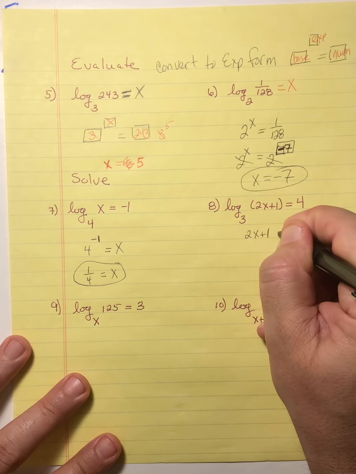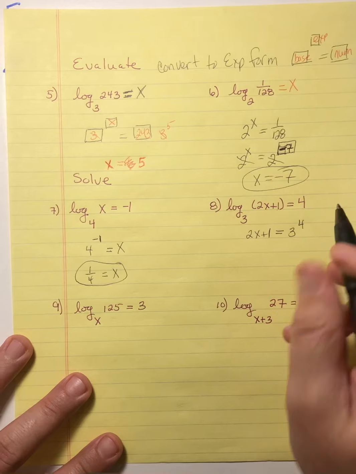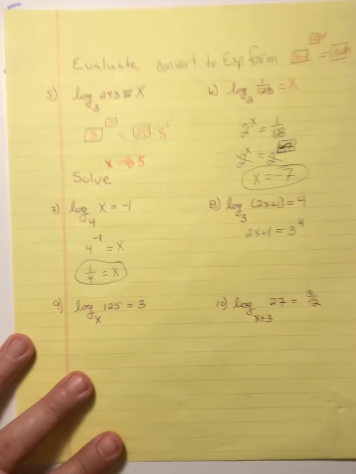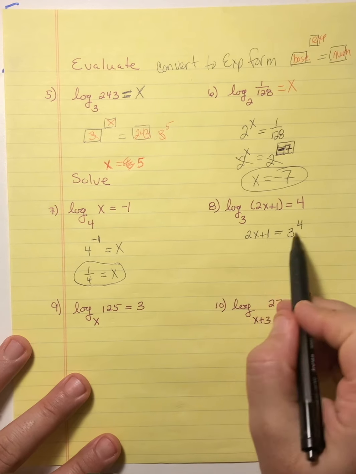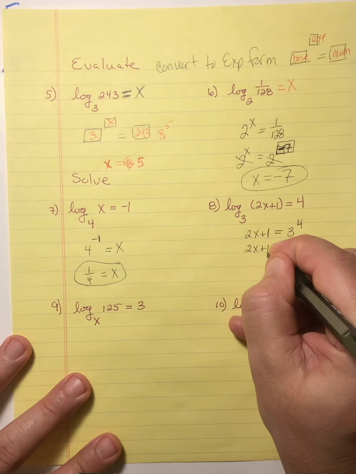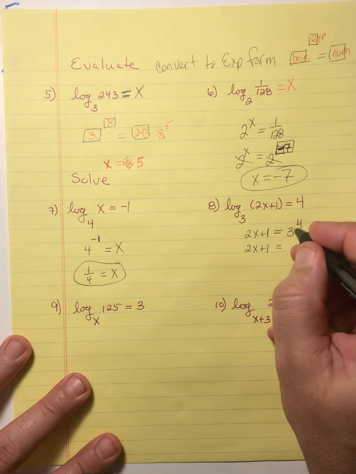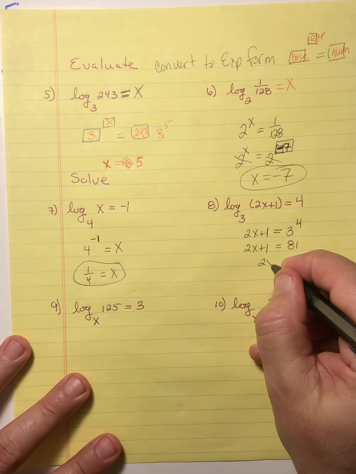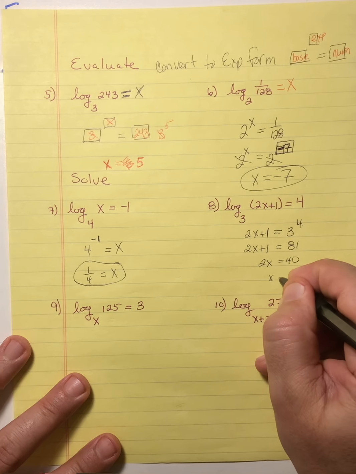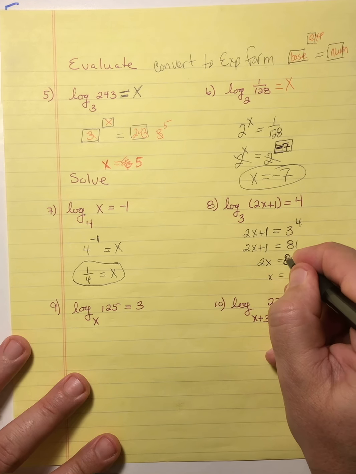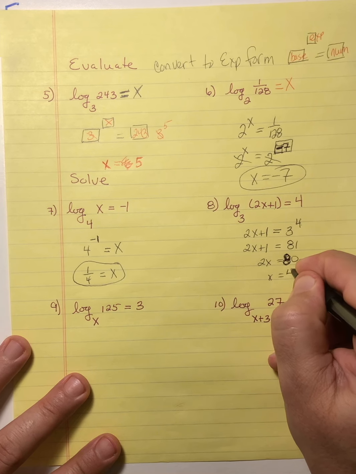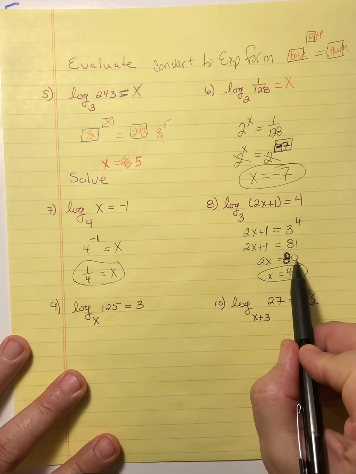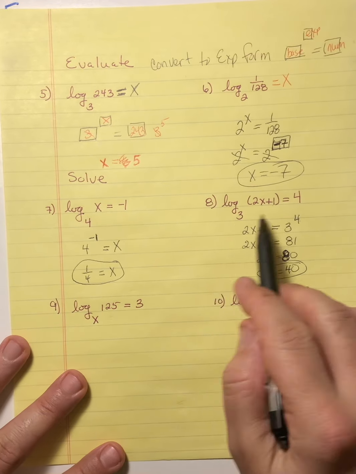So 2x plus 1 equals 3 to the power of 4. All right, there's the base, there's the exponent. Base, exponent equals the value. And all I have to do is just solve this. 2x plus 1 equals, well, 3 to the power of 4 is 81. And that's right, a little bit of algebra and we're done. So I'm going to subtract 1. Then I'll divide by 2. Subtracted 1, I get 80. Divided by 2, I get 40. Easy peasy.